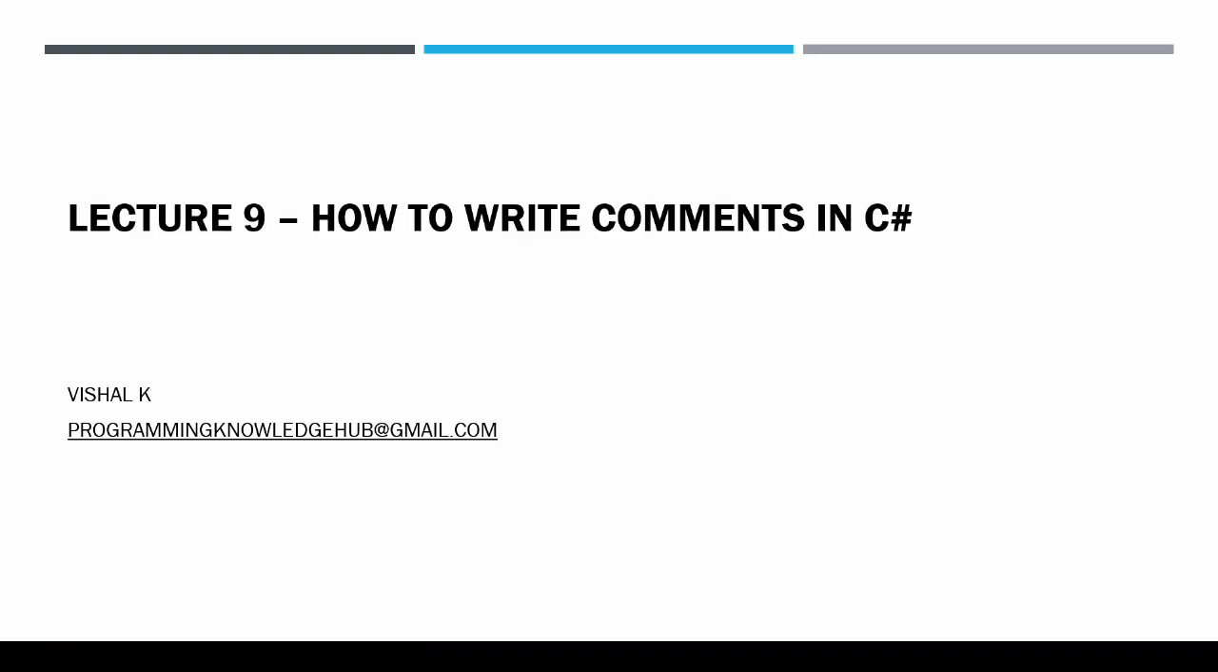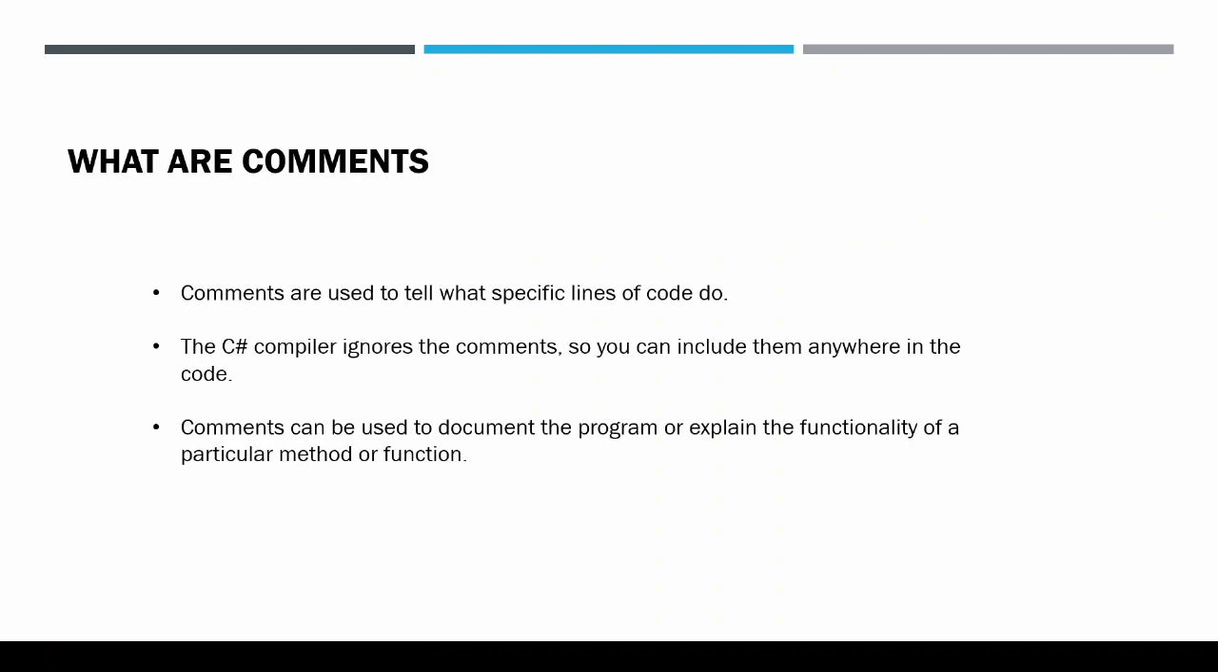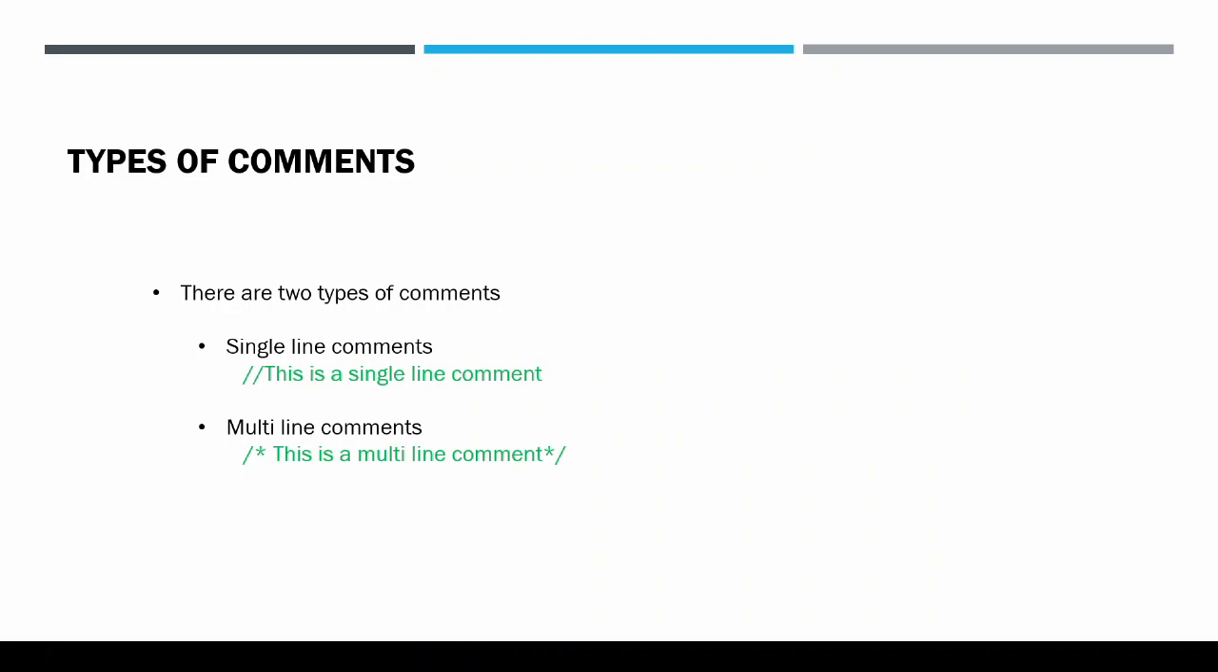My name is Vishal. Today I am going to explain how to write comments in C#. Let's first understand what comments are. Comments are used to tell what specific lines of code do. The C# compiler ignores the comments, so you can include them anywhere in the code. Comments can be used to document the program or explain the functionality of a particular method or function.